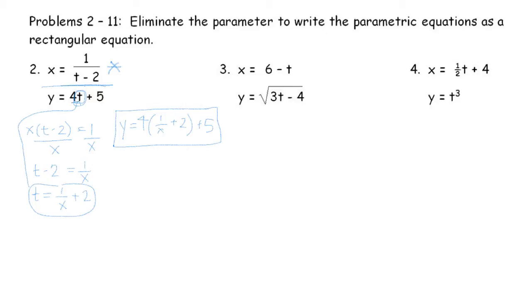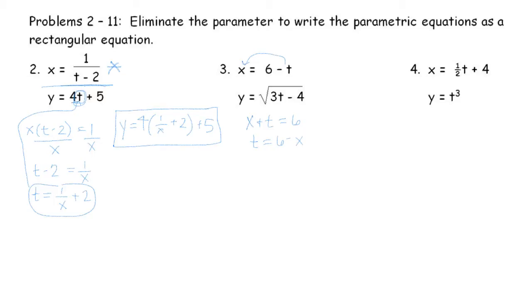Okay, so trying for number 3, again, we'll be doing the same idea. I'm taking this top equation and rearranging it. So I would think we would probably need to add t over. So I have x plus t equals 6. And then I'm going to subtract x over to the other side. So I have t equals 6 minus x.